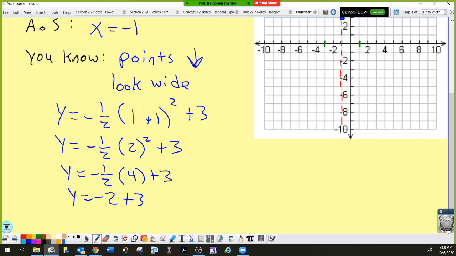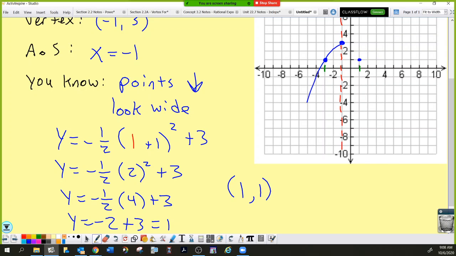And in fact, negative 2 plus 3 is positive 1. So that coordinate was, when I plugged in x was 1, I actually got back y equals 1. And if there's a point 2 to the right of the axis of symmetry, there's one that's 2 to the left of the axis of symmetry, and you can connect your dots. Just like that.